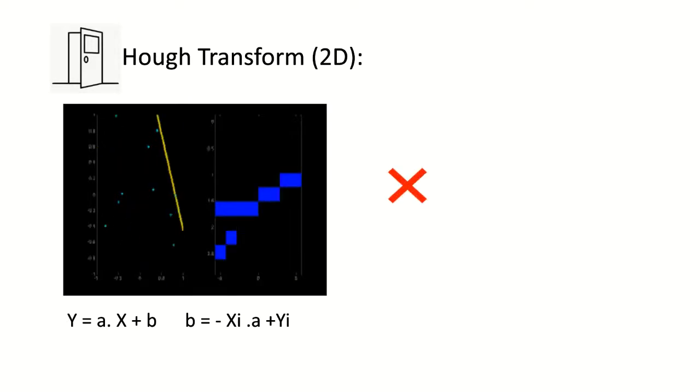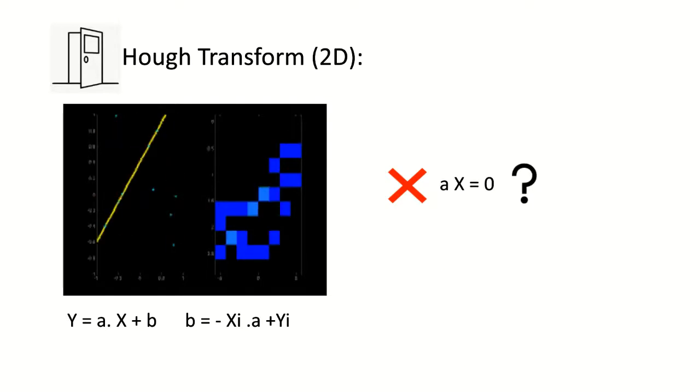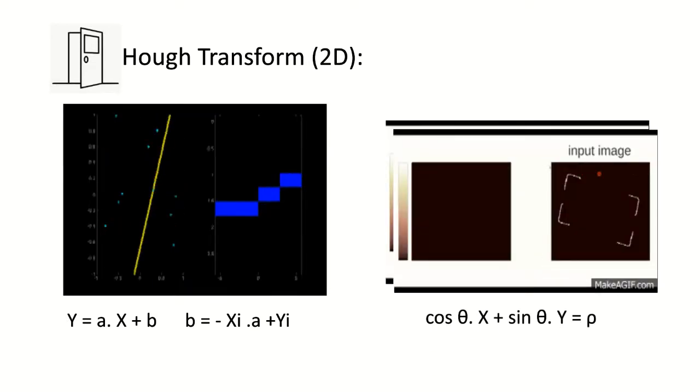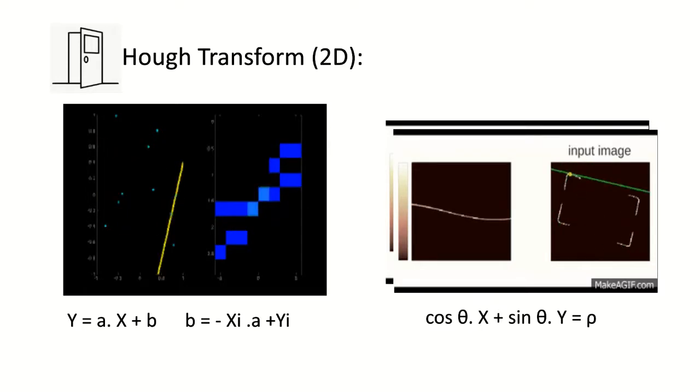But wait, this doesn't work all the time, in times where the line is vertical. So what do we do? We consider another form of an equation, which is cos theta x plus sin theta y equals rho, using theta and rho as parameters that are to be found.